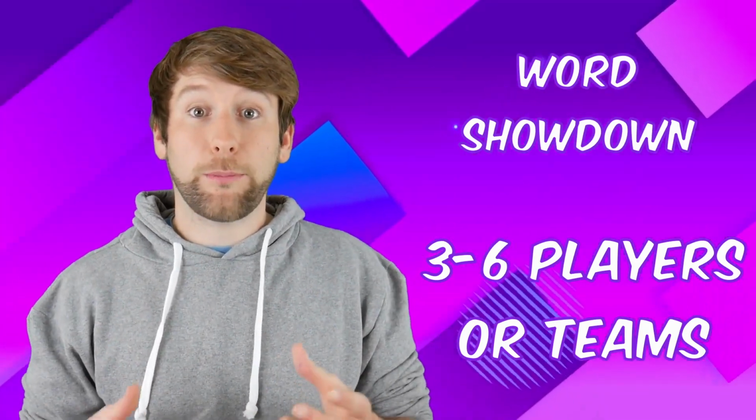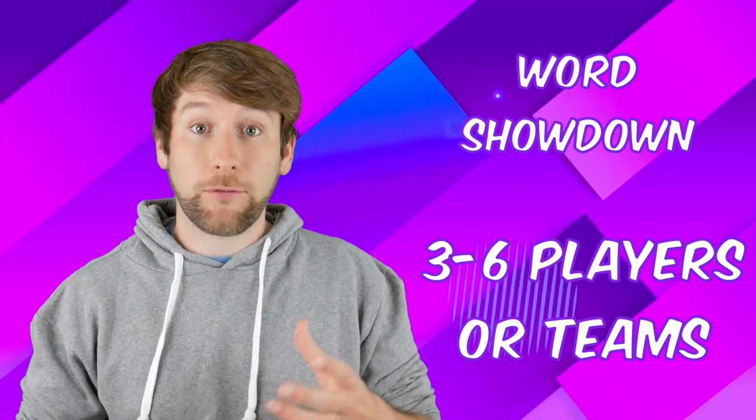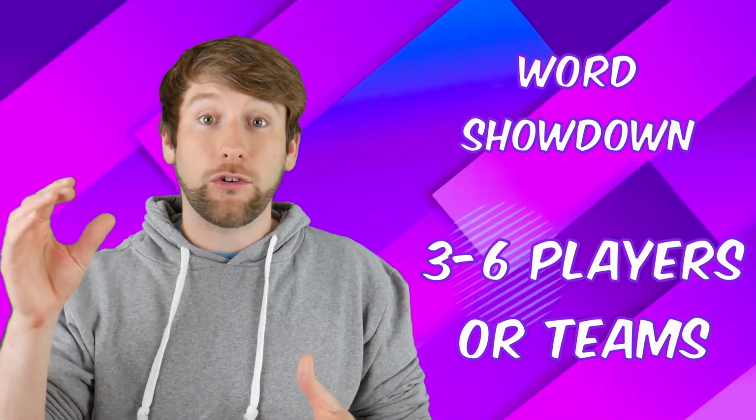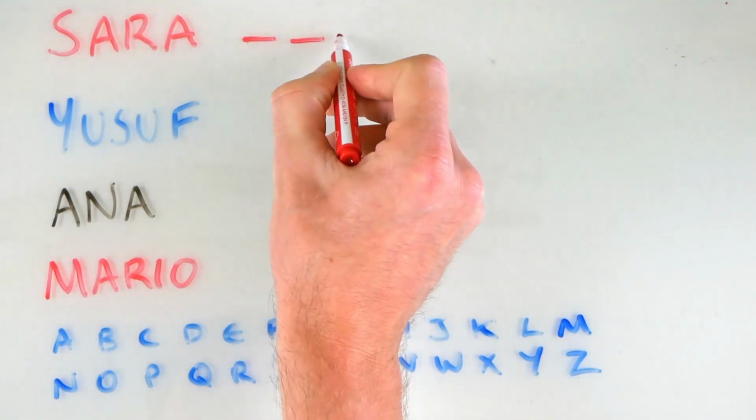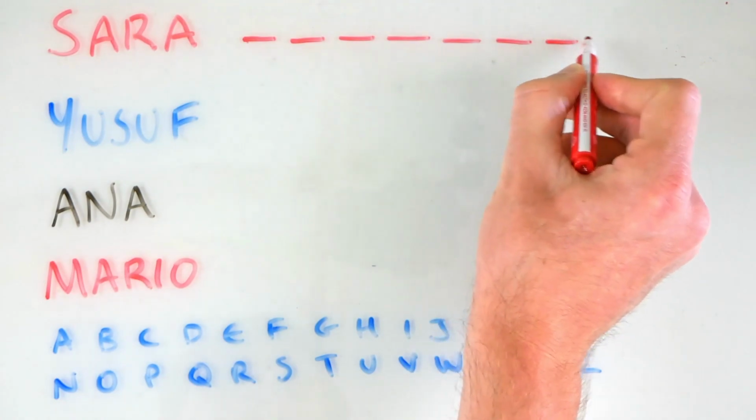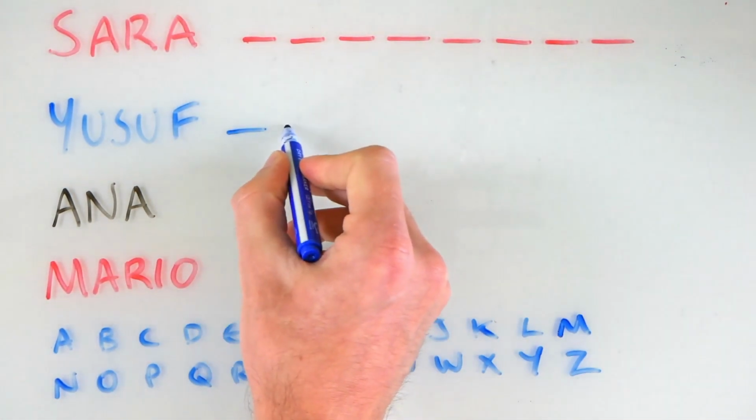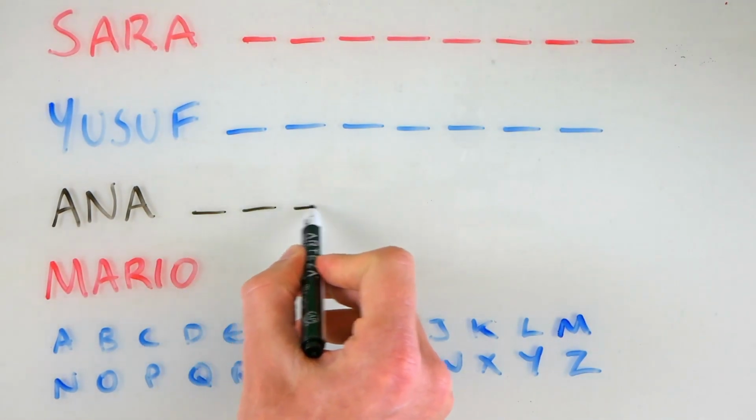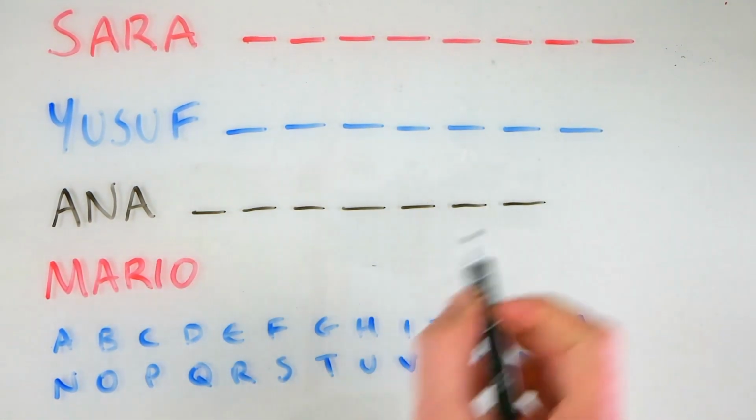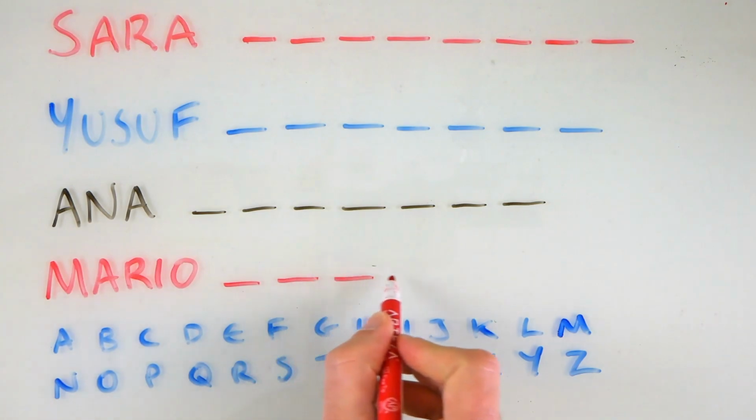For this example, I'll be using a group of 4 individuals, but if you do have a large class, imagine each student represents a small team. We have Sarah, Yusuf, Anna, and Mario. All 4 students come up with a secret word and draw a short horizontal line for each letter in the word, just like in Hangman. You can decide if you want to allow multi-word phrases, but I generally avoid this as it makes the game drag. Single words are best.